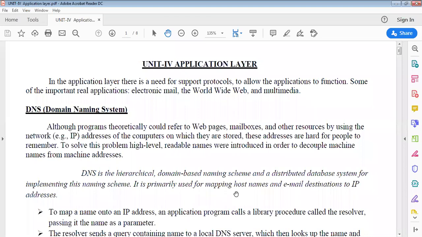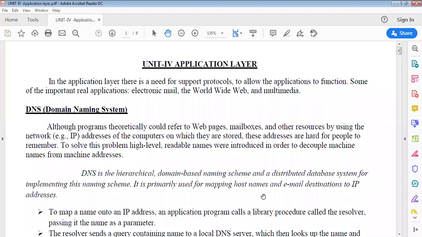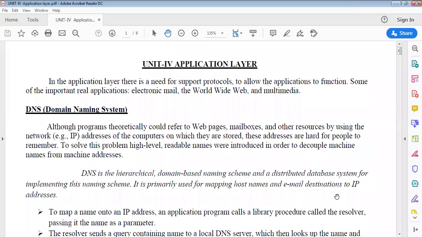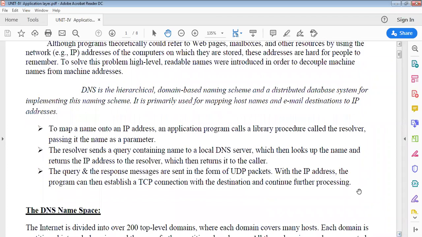The host names: whenever I type google.com, or facebook.com, or gcc.bgm.org, each will have a proper IP address. So that has to be mapped, and for that we use DNS. How it maps, let us understand. Basically we require a resolver.